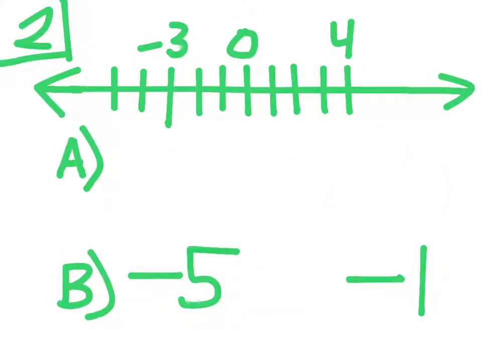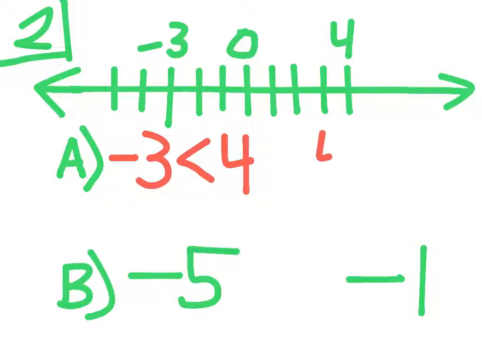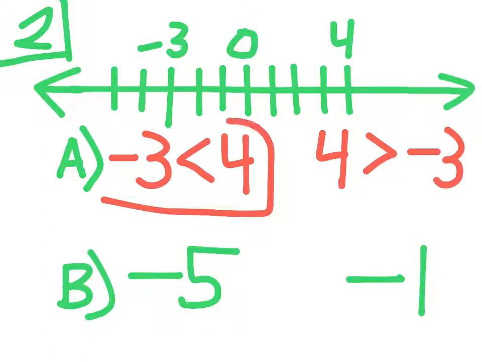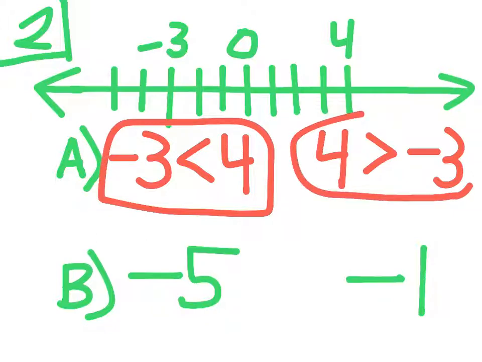Alright, and page 79, example number 2, partway down the page, we've got a few different numbers here. Part A says write 2 inequalities involving -3 and 4. We can say an inequality is a greater than or less than sign. We know that -3 is less than 4. That's one inequality. And then the other way we can write this is completely backwards: 4 is greater than -3. So those would be each of your answers for writing 2 inequalities.